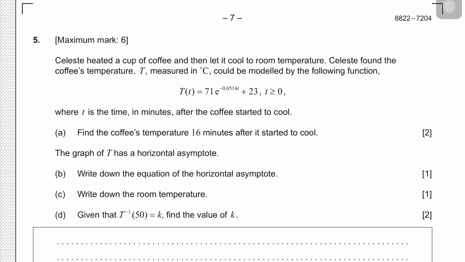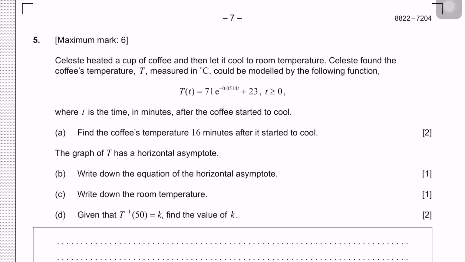Question 5. Celeste heated a cup of coffee and then let it cool to room temperature. Celeste found the coffee's temperature T measured in degrees Celsius could be modeled by the following function. T of t equals 71e raised to the power of negative 0.0514t plus 23, where t is greater than 0. t is the time in minutes after the coffee started to cool.